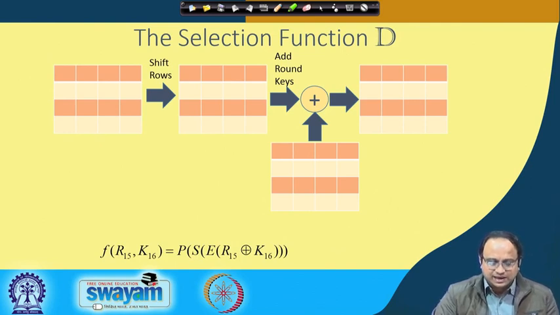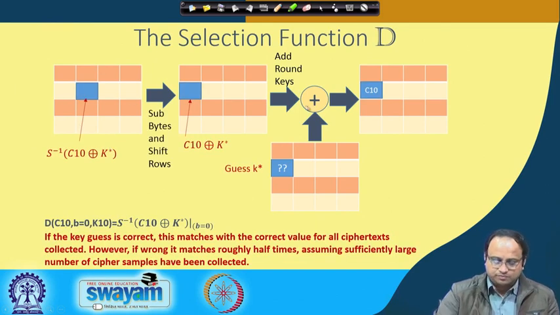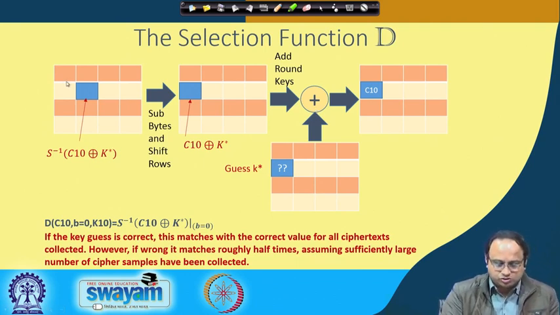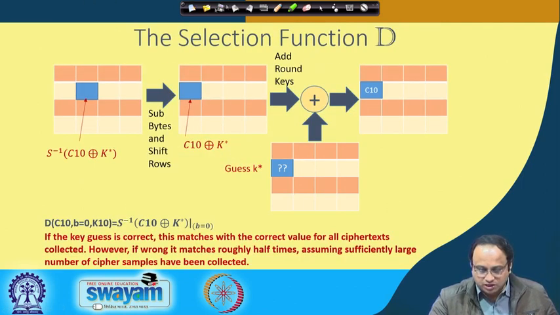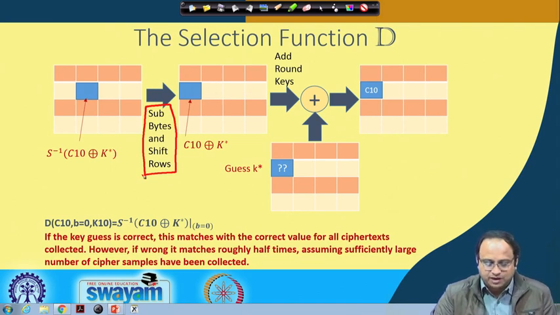and imagine that this is the last round of your AES algorithm. Let us take this slide rather, this is probably more clear. Consider AES 128, and imagine that this is the last round of AES. The operation is sub byte, which is the S box, followed by the shift rows.